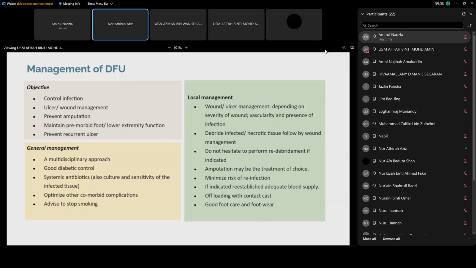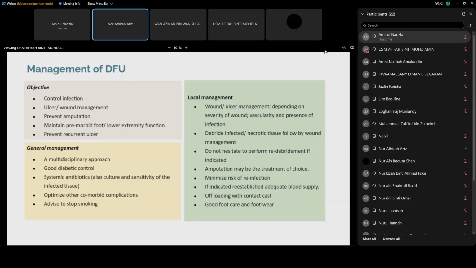So also we have to maintain good diabetic control in patient, give systemic antibiotics, optimize other comorbid complications, and advise patient to stop smoking. For local management, wound or ulcer management depends on the severity of the wound, the vascularity, and the presence of infection.